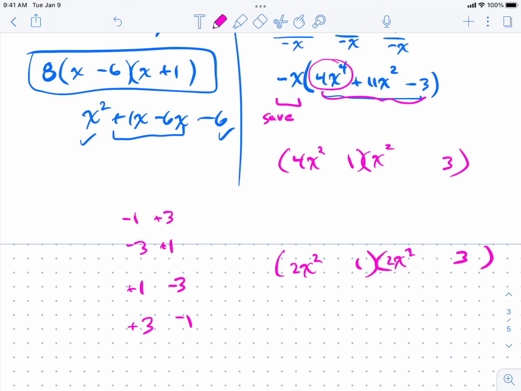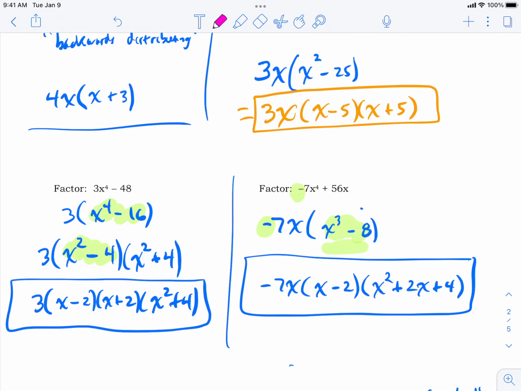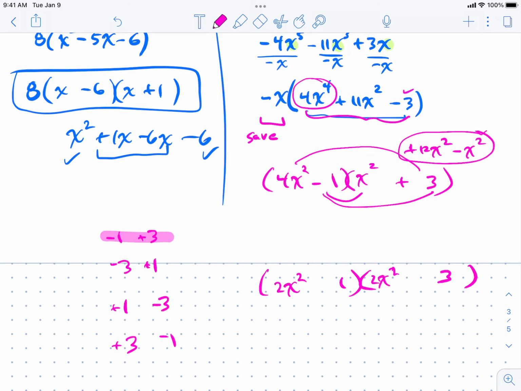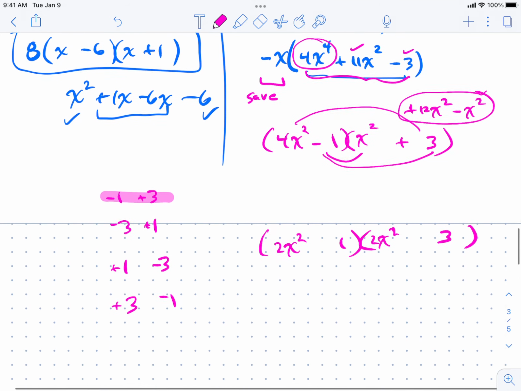So I guess the first one I'm trying is this one. Let's see if it works. Minus 1 and a plus 3. So when I FOIL, I will get 4x to the 4th. I will get plus 12x squared. Then I will get minus 1x squared. And then I will get minus 3. And lo and behold, look how lucky I am today, because these really do combine to give me the 11x squared that I need. I got it right away.